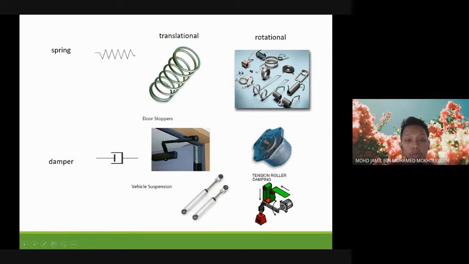And for spring, we have a linear spring. So this is an example of a linear spring. And we also have a rotational spring. The most common example of a rotational spring is maybe one you can find in a bag. And for damper, this is the normal damper that you can find for a door.